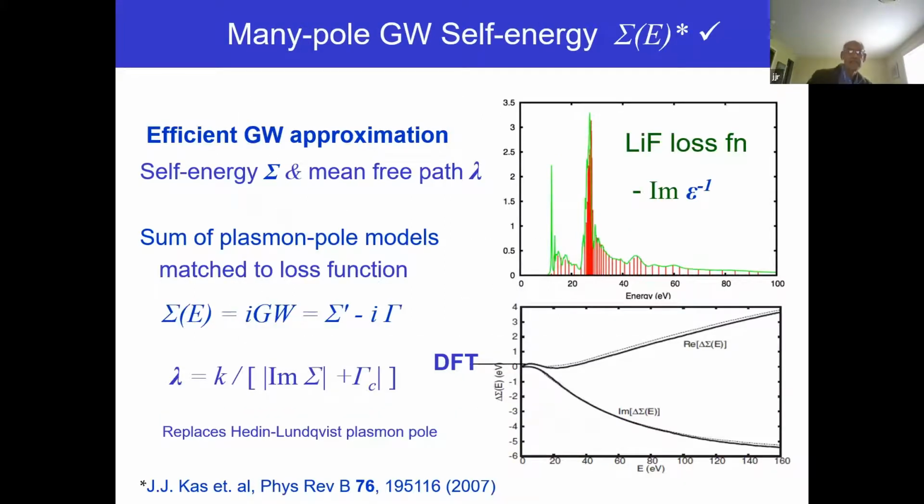This self-energy we calculate by using what's called a plasmon-pole approximation, but you need the loss function to do that. And anyway, when you have it, you get these curves that I showed for the real and imaginary part, and they work quite well. In fact, they work a little better than our default plasmon-pole approximation from Hedin-Lundqvist.